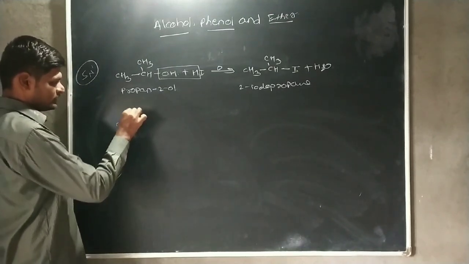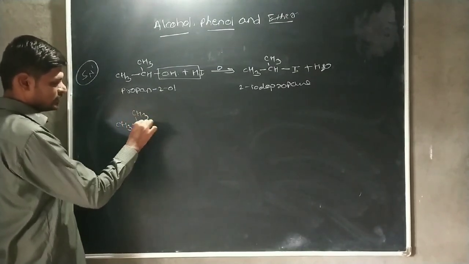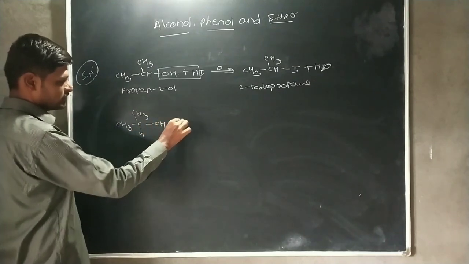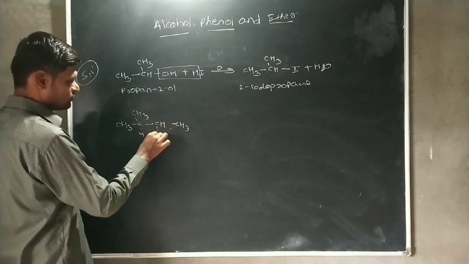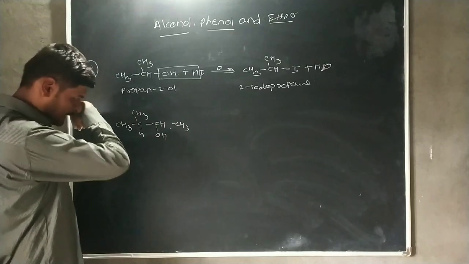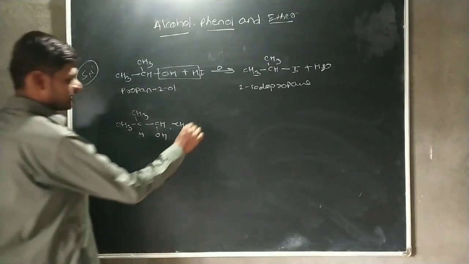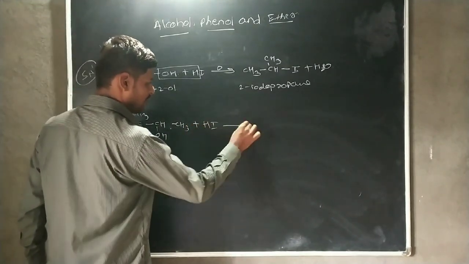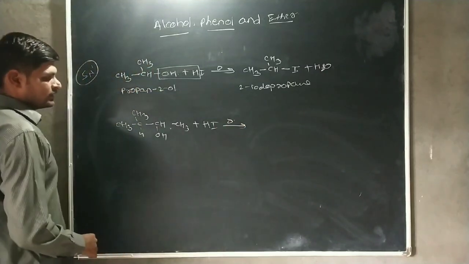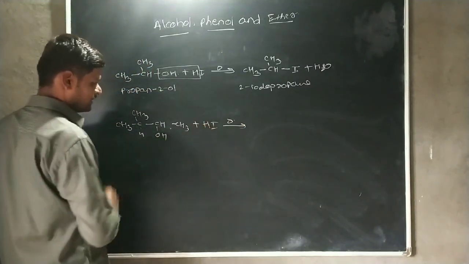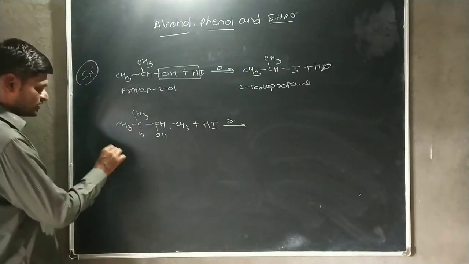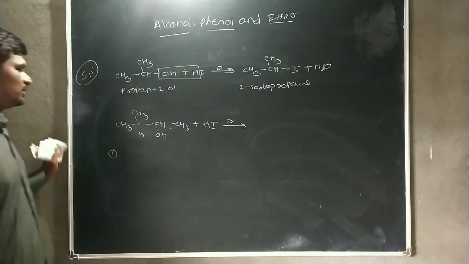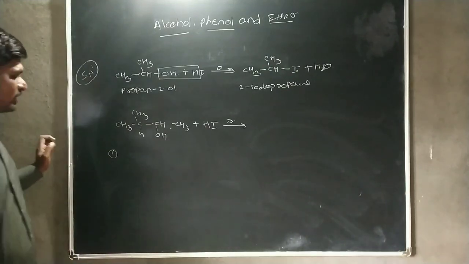Now we consider CH3, CH, with CH2CH3 here, and an OH group attached here. This one is also a secondary alcohol. When a secondary alcohol is heated with HI, this water molecule should be eliminated. That means the mechanism of this reaction is also carried out in three steps. In the first step, there is a protonation of the alcohol.